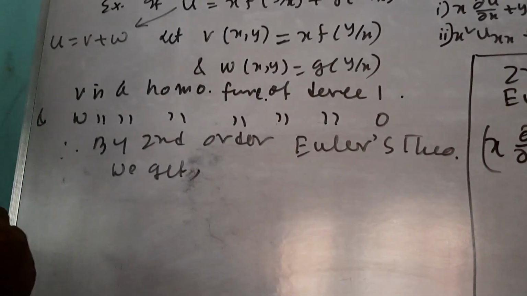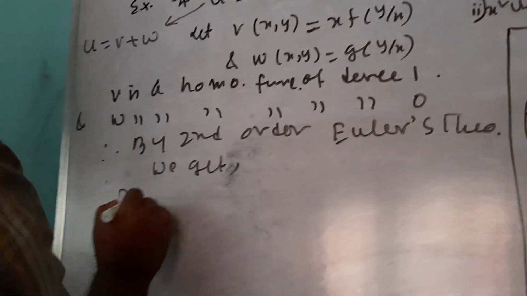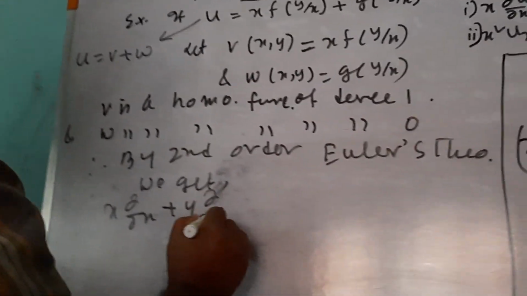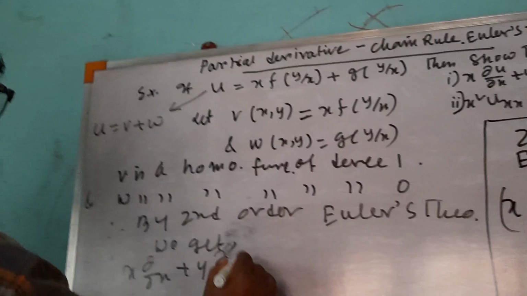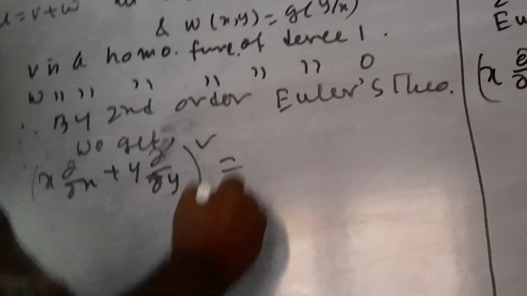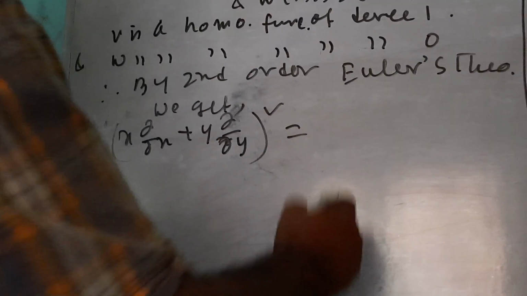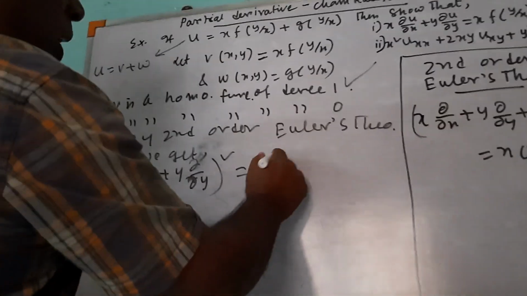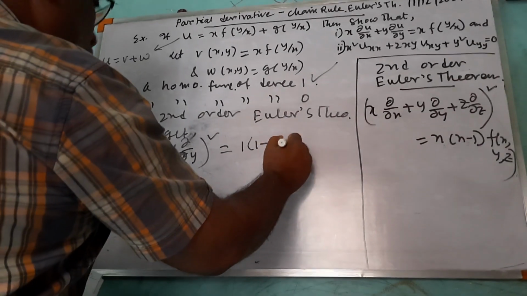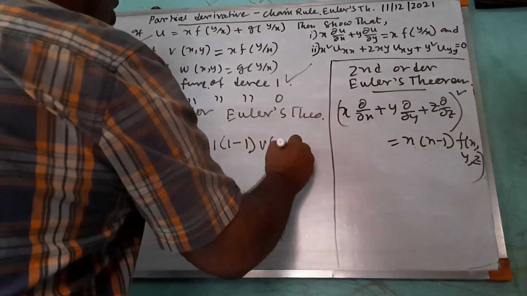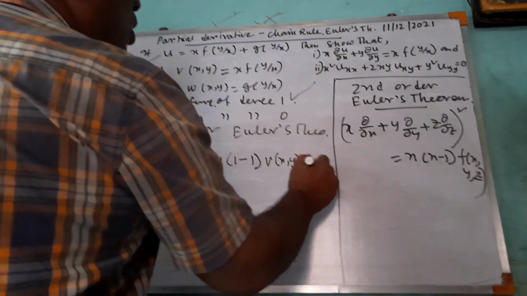So therefore (x ∂/∂x + y ∂/∂y)² v = n(n−1) v, where n is the degree. Here n is 1, of degree 1, so 1 into (1−1) into v, and this becomes 0.